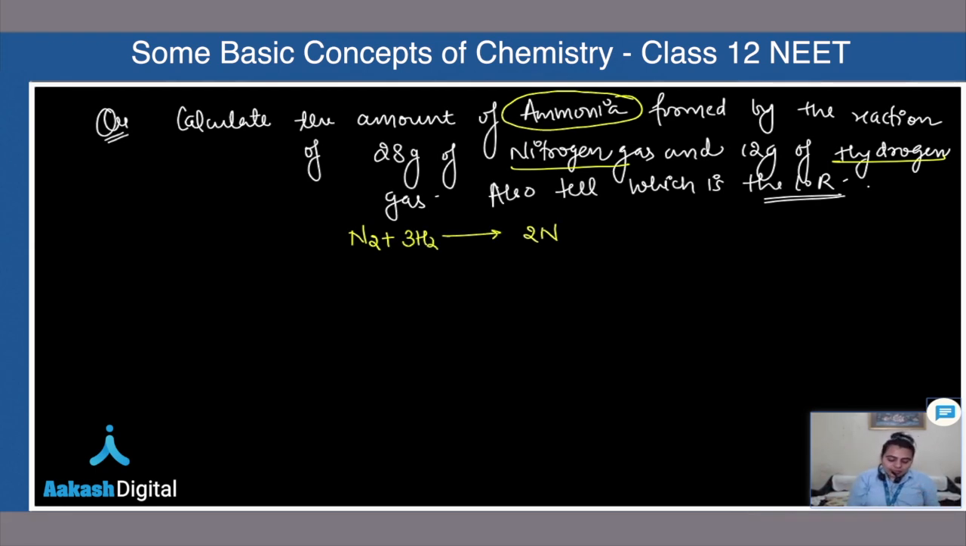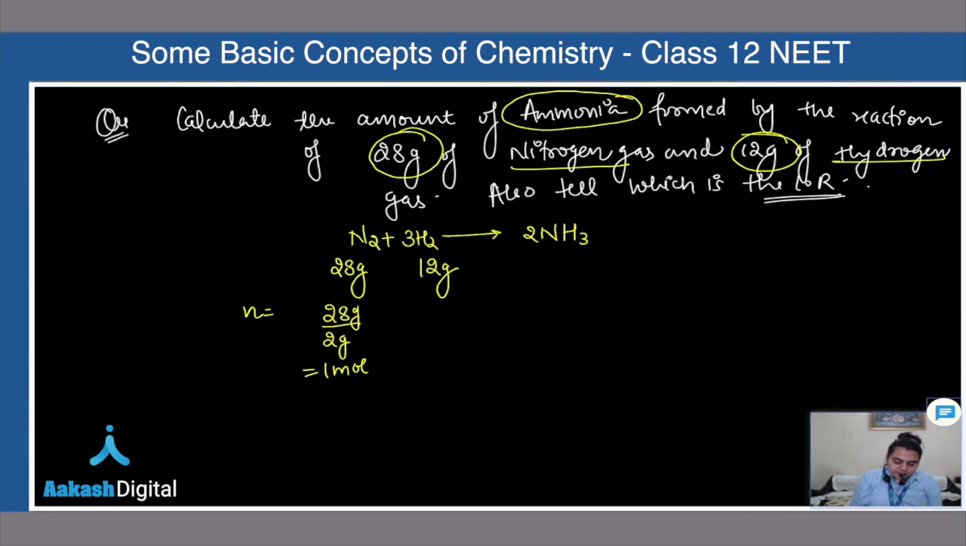28 gram of the nitrogen gas. Fine. 28 gram nitrogen gas. 12 gram of the hydrogen gas. Let us calculate the number of moles for both. So the number of moles would be 28 gram divided by 28 gram. That is 1 mole. And this would be 12 gram divided by 2 gram. That is 6 mole. Okay, so I have 1 mole of nitrogen gas with 6 mole of hydrogen gas.